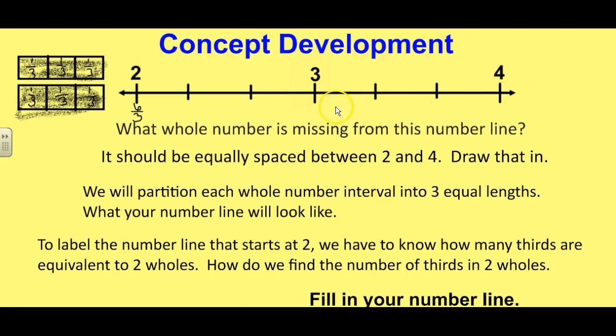So now that I'm starting at 6 thirds, on your number line, finish filling in the fractions for all of the tick marks, and we're going to see what 3 wholes and what 4 wholes is equal to. So go ahead and finish filling in your number line and push play when you're ready to move on. Okay, so this is what your number line should look like.